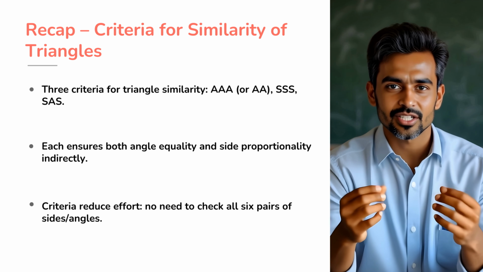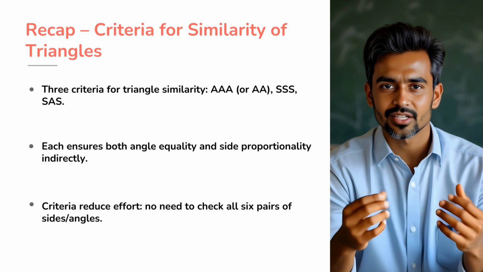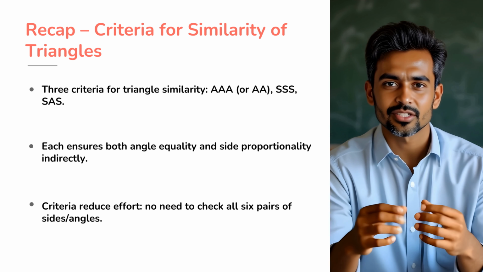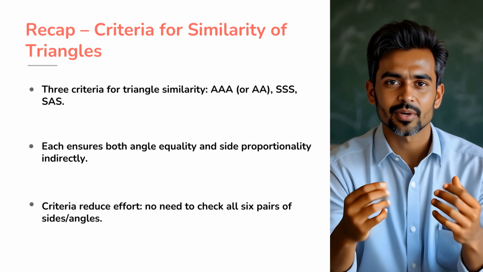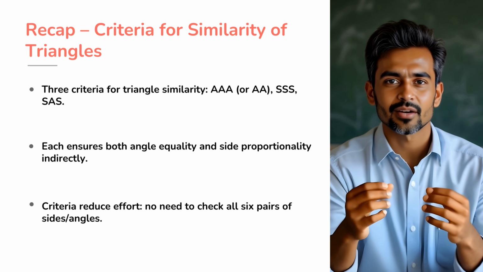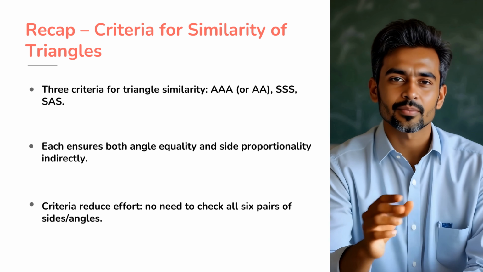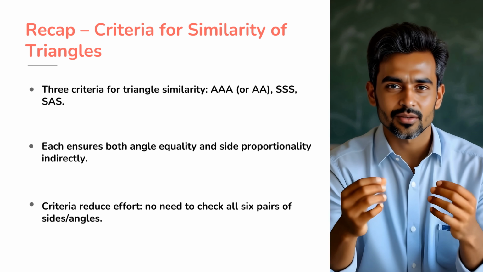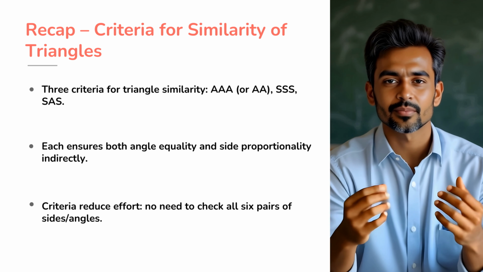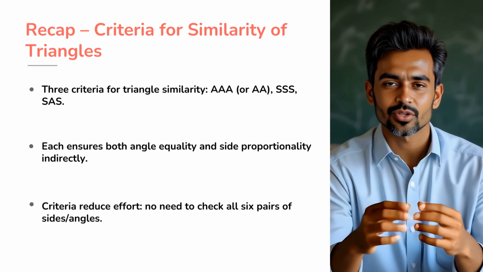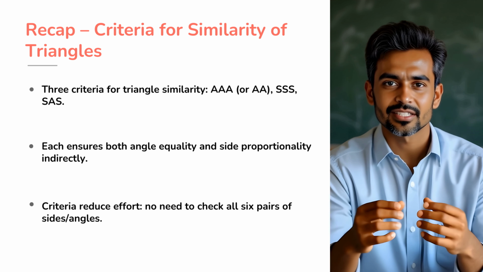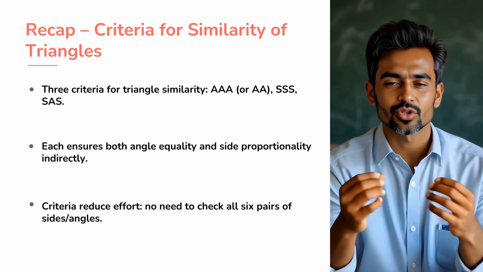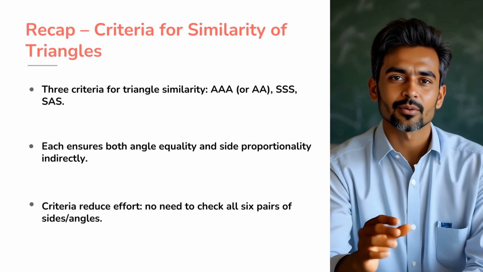There are three key criteria to determine the similarity of triangles: AA, SSS, and SAS. These criteria are like shortcuts that help us compare triangles without checking every side and angle directly. Each of these criteria ensures that not only are the angles equal, but the sides are proportional too. So, AA means all corresponding angles are the same, SSS means the sides are in the same proportion, and SAS is where two sides are proportional and the included angle is the same.